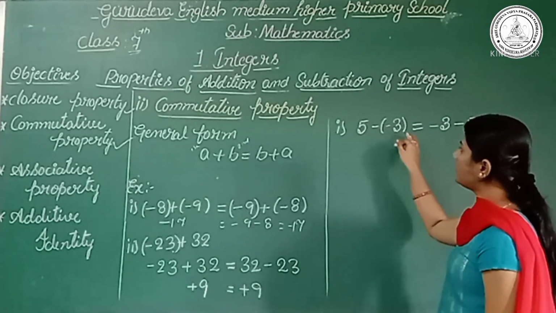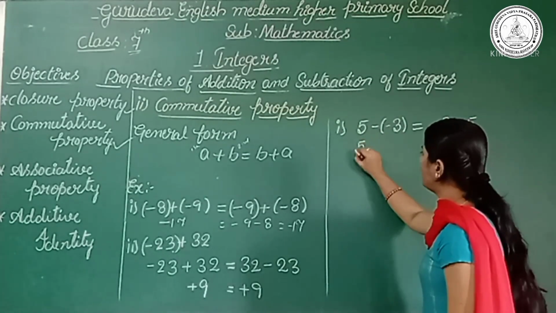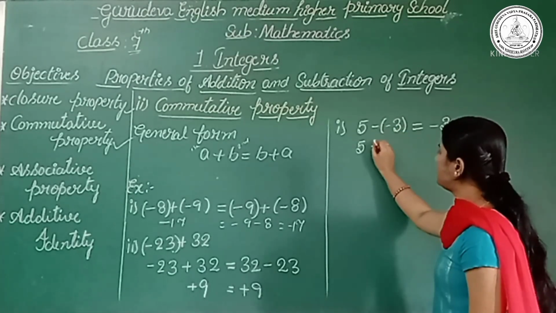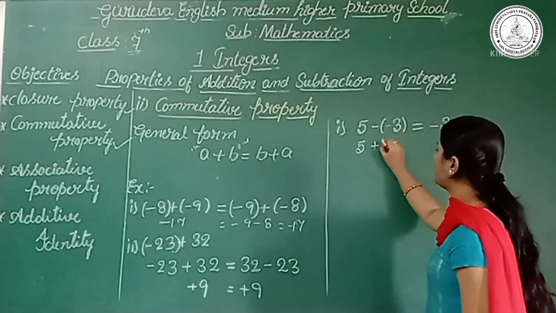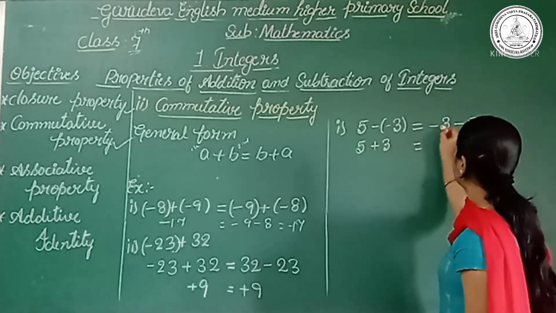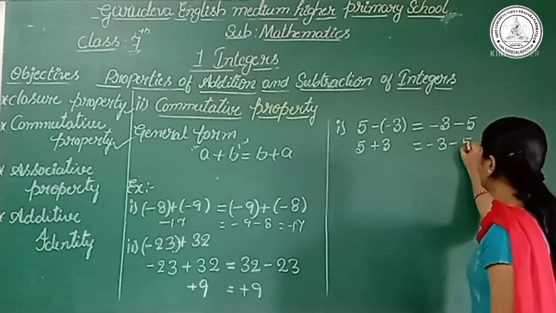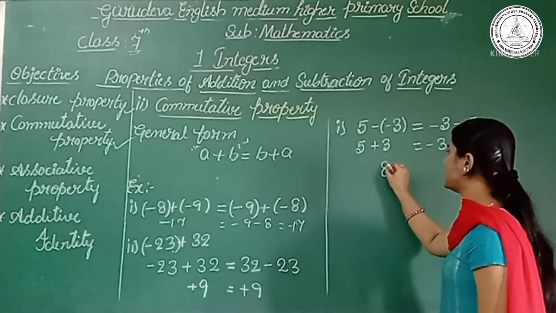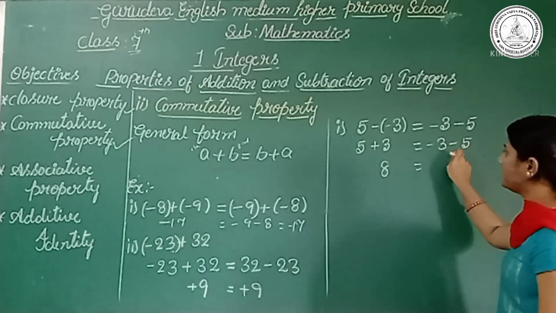Then what is the difference between these two? So my 5 minus of minus 3. Minus into minus is plus, so I will take the additive inverse of minus 3, that is plus 3, which is equals to minus 3 minus 5. Then 5 plus 3, both have the same sign, so we add, that is plus 8, which is equals to minus 3 minus 5.